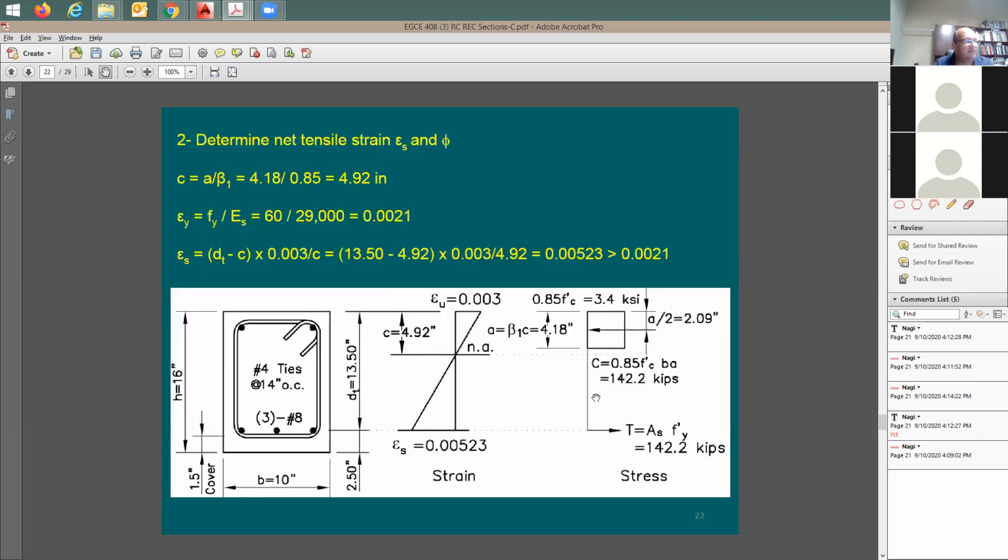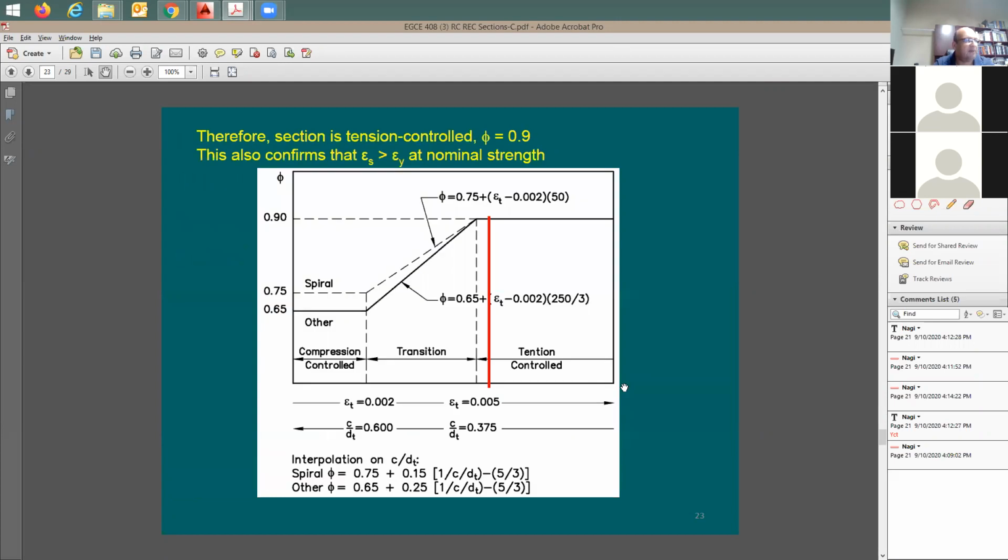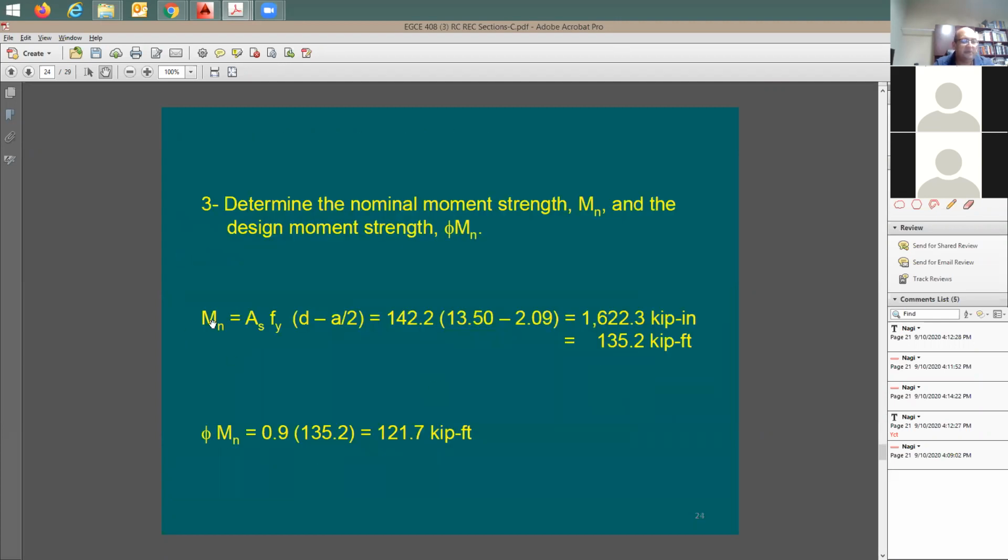And I have all of these factors, like the compression force or tension force, as 142.2. I have the distance from the compression force to the tension force that we were just talking about. So what I need to do is to find out Mn. What is Mn? Mn is going to be equal to the tension or compression. And for here, I just pick the tension force, the 142.2, times d minus a over 2.